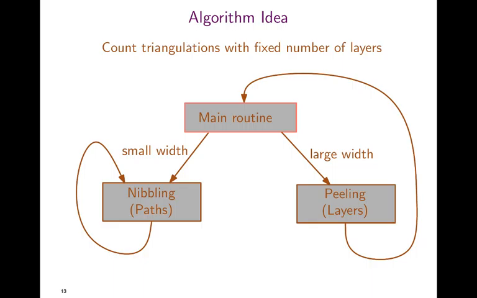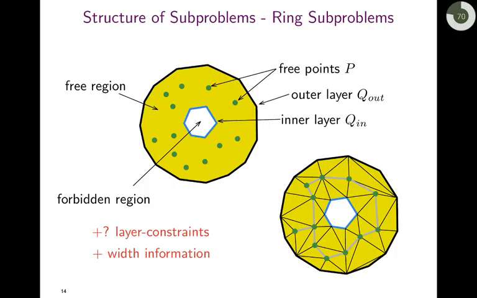Okay, so let's go a little bit more into detail, namely, what do our subproblems look like? Sorry, first a remark. Small means smaller than root of n, big means larger than root of n. The structure of our subproblems is basically what you would think of it. But note that in some cases we have to add layer constraints, in other cases not. And we also have to guess some width information. Then we want to triangulate a certain region and a certain region not, and certain boundary constraints.